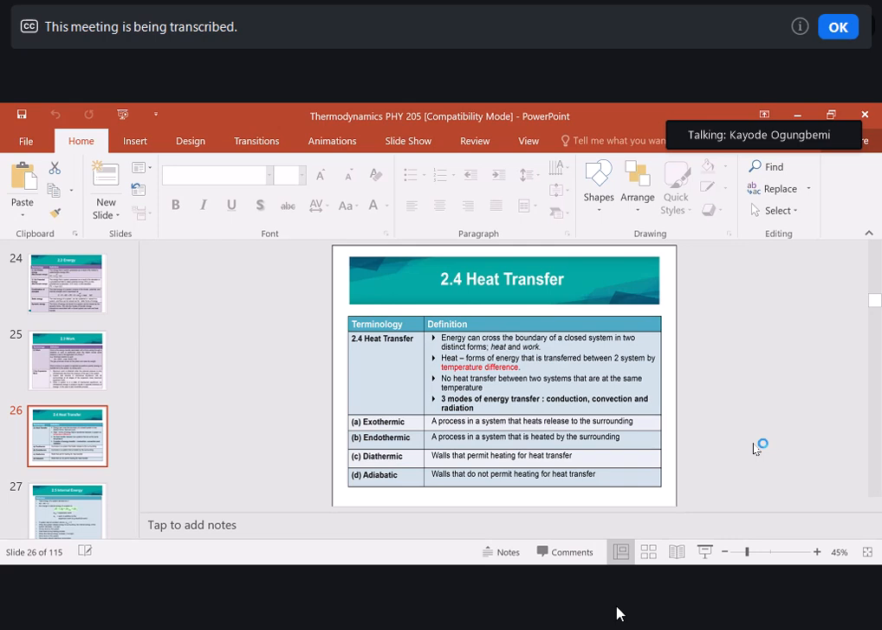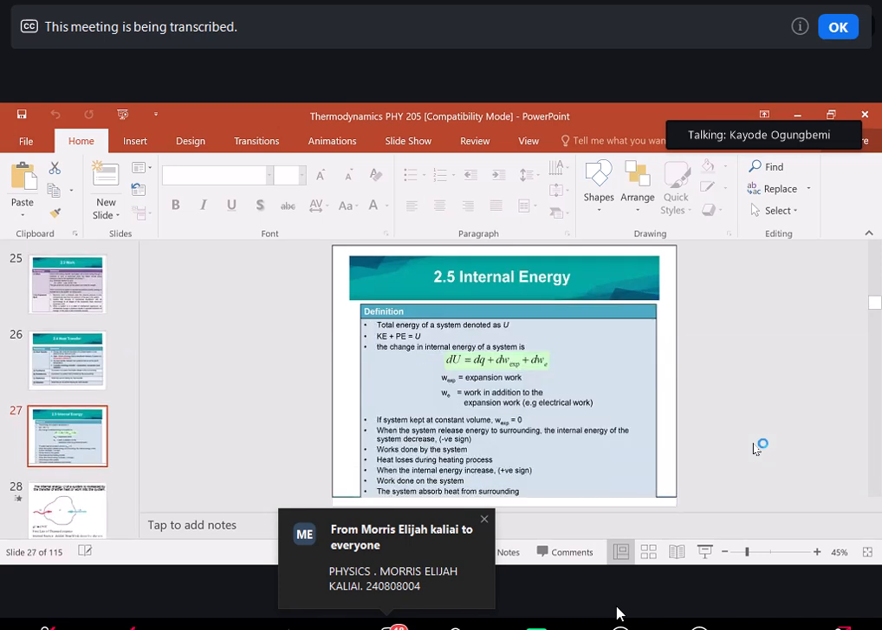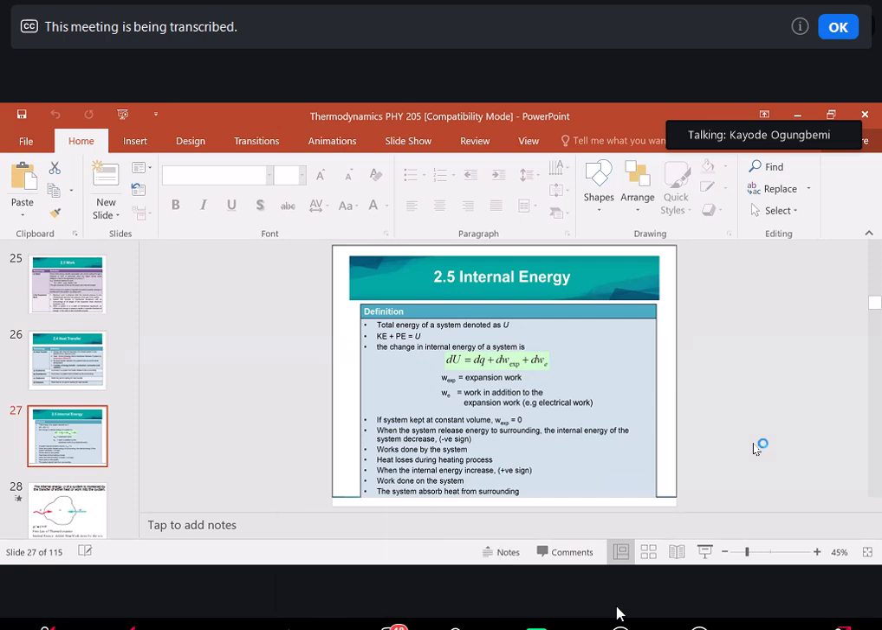Diathermic system is one that permits heating of energy. Yes, the energy transfers through the wall alone. Okay, adiabatic, the walls that do not permit heating of energy. There's no energy that passes through that. So here we have now kinetic energy plus potential energy equals the total energy U.